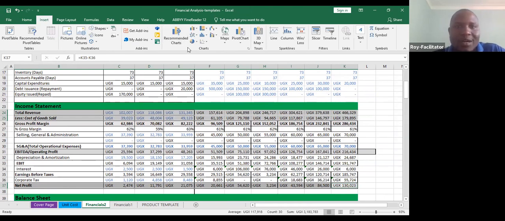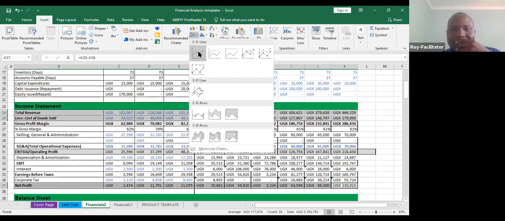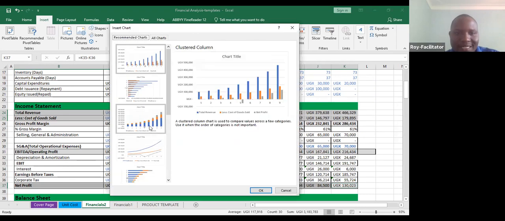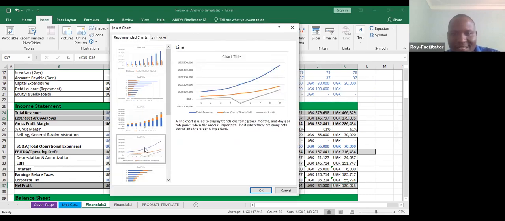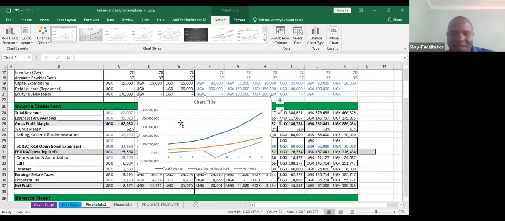And then I can go and see which I would prefer. This time I'm going to use a line graph. Let me just see here. Let me just say I'm going to use this. Let me go on recommended charts and maybe pick this. Yeah, and then I'll generate. So it has given me the chart.